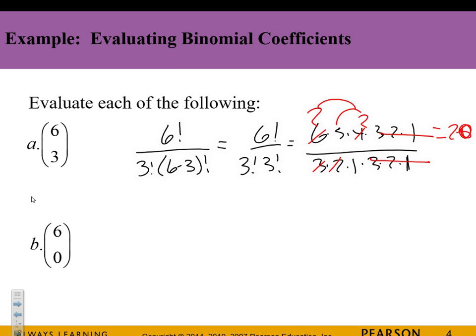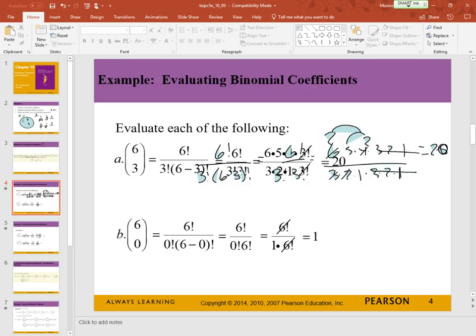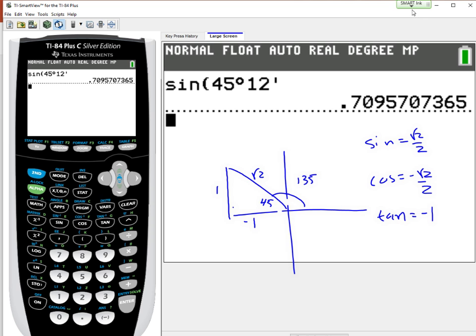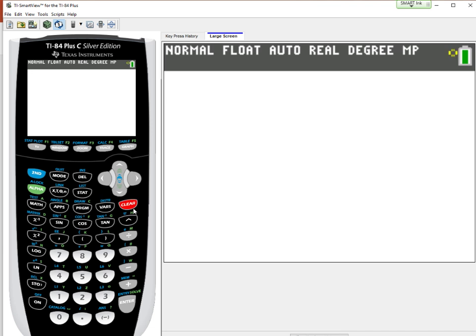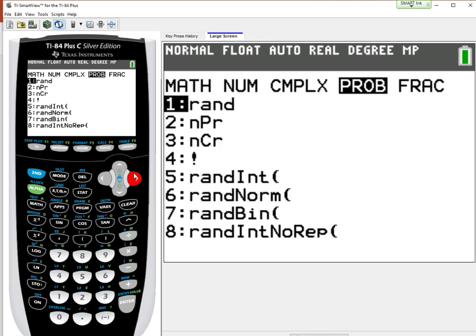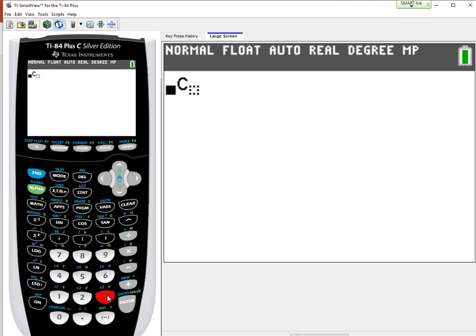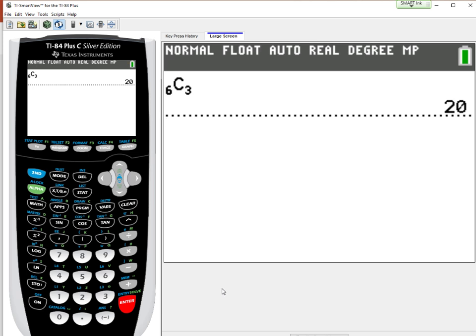Here, I'll show you. Let's do it on the calculator real quick. Let's clear this. So I'm going to go into math, probability. Option number 3 is my N choose. I had 6 items, and I'm going to choose 3 of them at a time. And I can only do that 20 different ways. Math, probability, NCR. Okay? Cool.